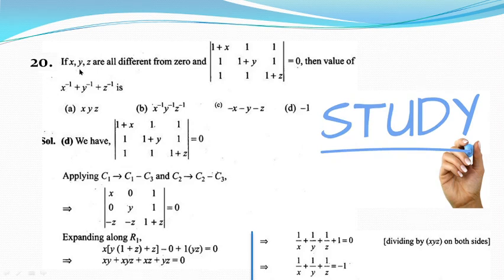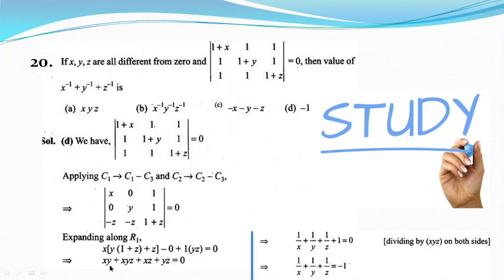Question number 20. If x, y, z are all different from 0 and this determinant is equal to 0, then what is the value of x power minus 1 plus y power minus 1 plus z power minus 1? Now here students, let's take the determinant and apply the properties. C1 changes to C1 minus C3 and C2 changes to C2 minus C3, and we'll get this here. After this we can expand it along row 1, and after expanding we are getting xy plus xyz plus xz plus yz is equal to 0.